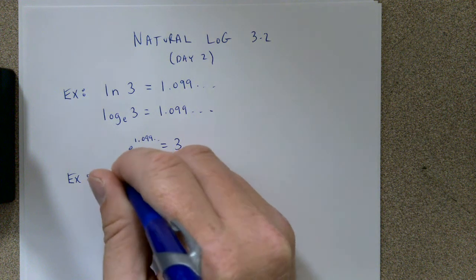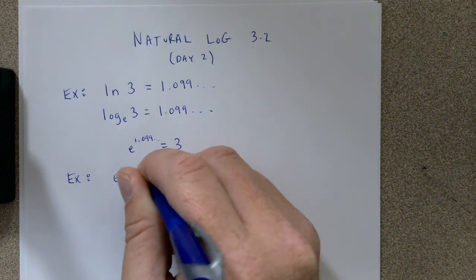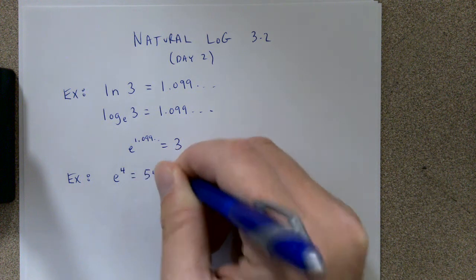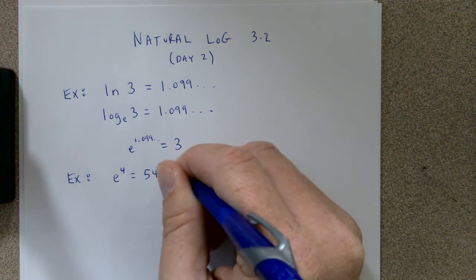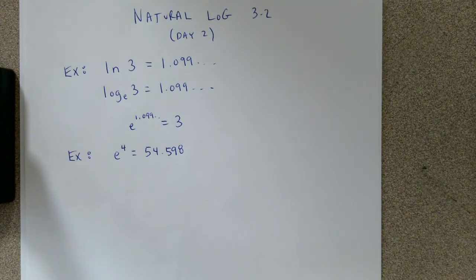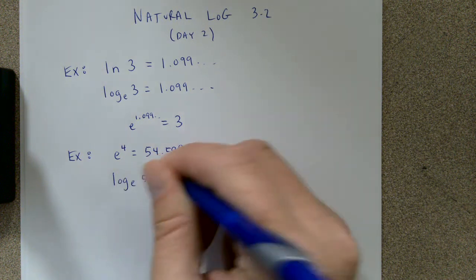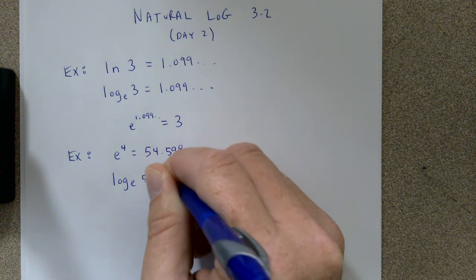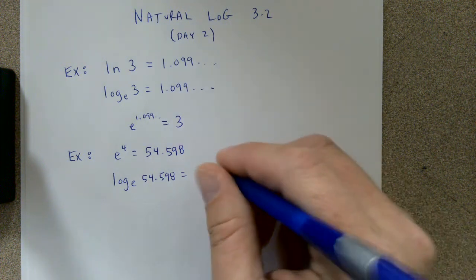Let's say we have e to the fourth. We'll give you exponential form. And we're going to write it in log form, or natural log form. So if I'm going to put this in log form, can somebody do that for us? How we would go from exponential to logarithmic form. This is log base e of 54.598 is equal to 4.